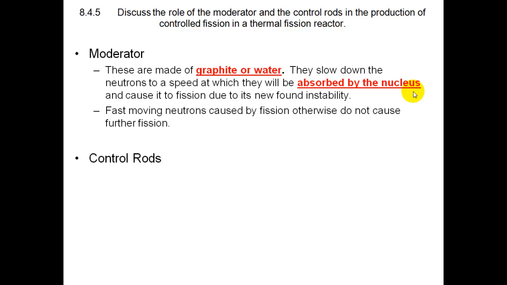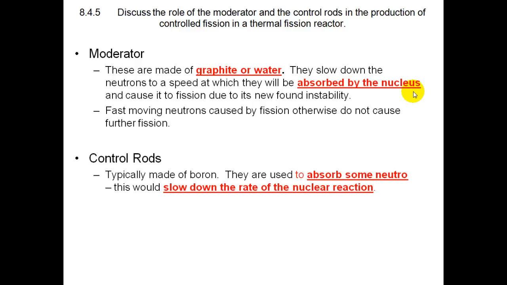Control rods. These, for example, are rods made of boron, and they absorb the neutrons. They don't slow them down, they completely absorb them, and they make them not available for further fission. And they basically slow down the rate of the nuclear reaction, not the speed of the neutrons, but the rate of reaction. So energy is released in a slow and a controlled way.